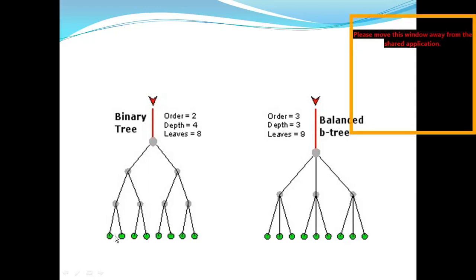लीफ तक पहुंचने के लिए डेप्थ कितनी है उसकी 4. Balanced tree, everything is balanced.